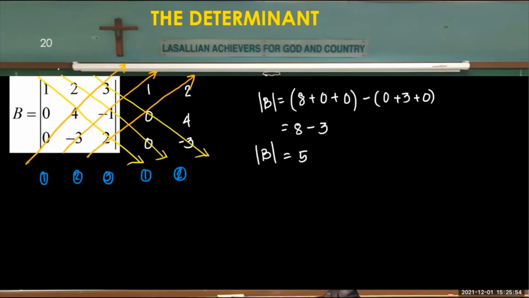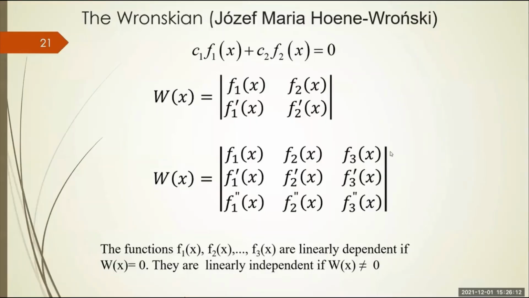One of the reasons why getting the determinant is important is for this next topic, which is solving for the Wronskian. It is named after Joseph Maria Hoene-Wronski. Do you remember the principle of superposition? You may have different combinations, and when that's equal to 0, those are your solutions.